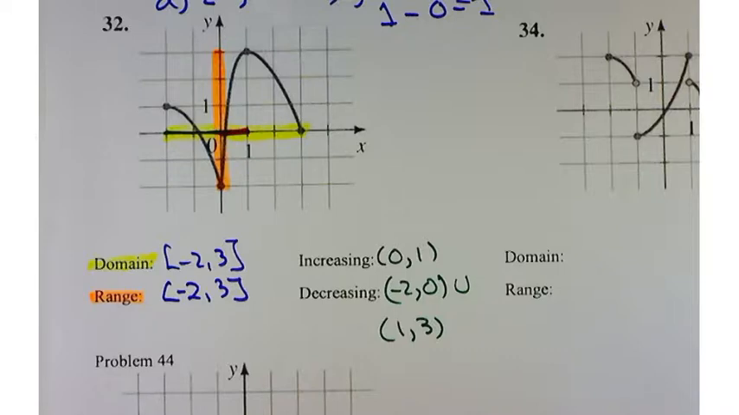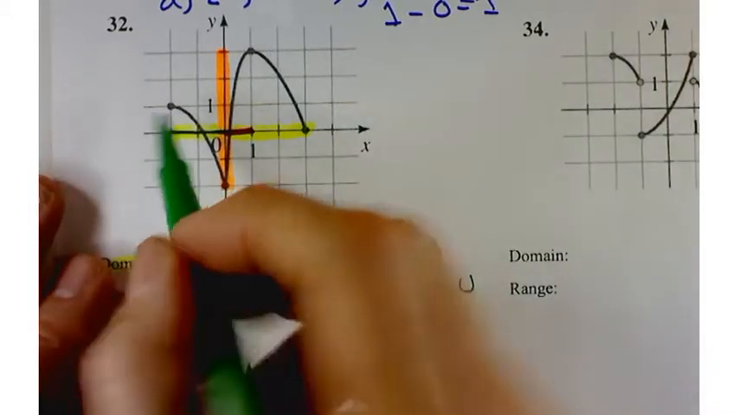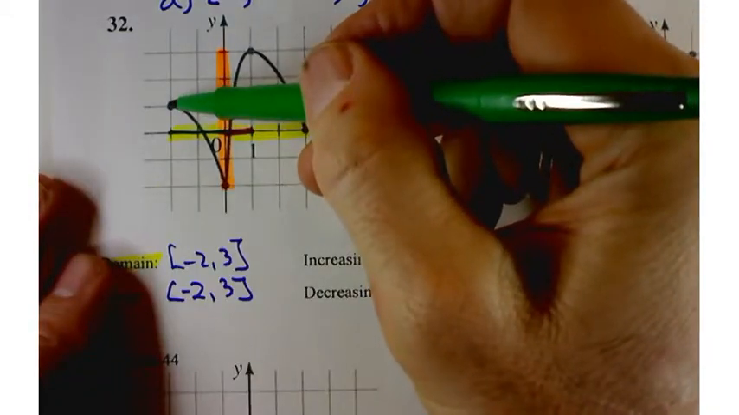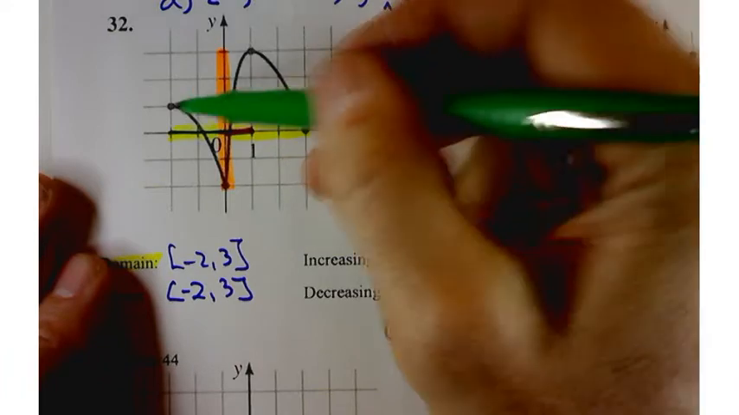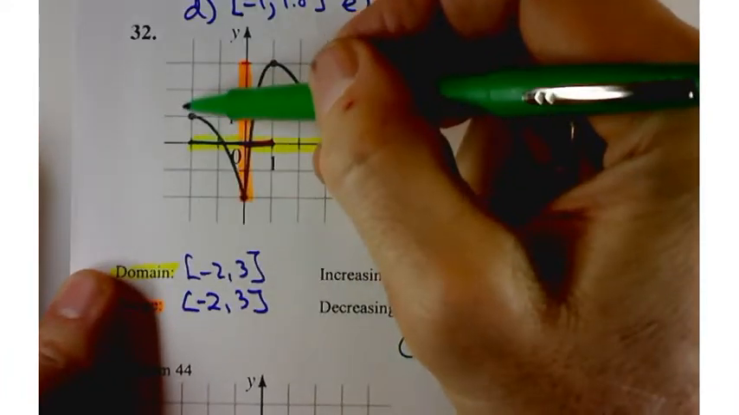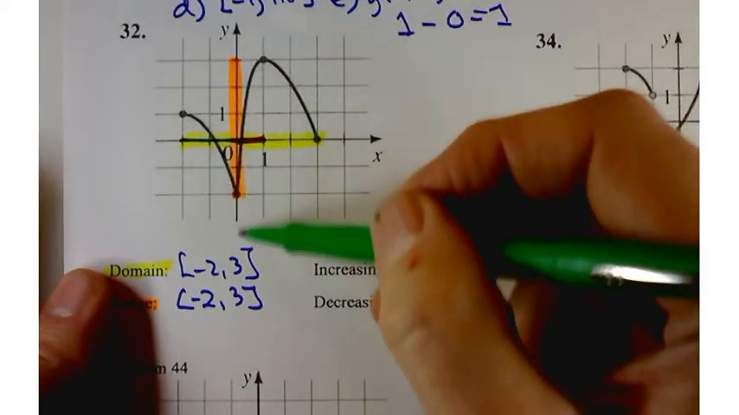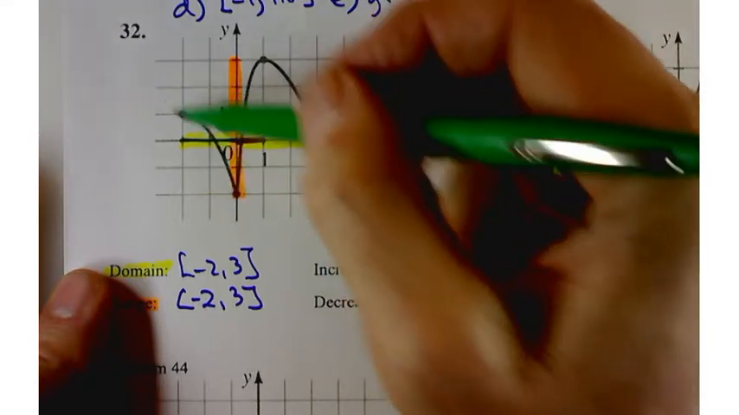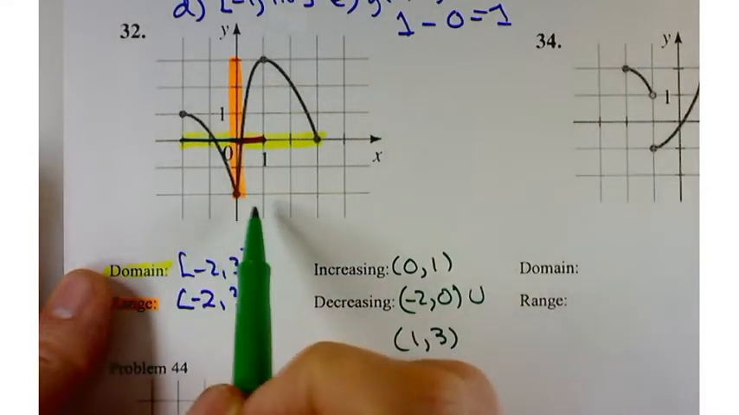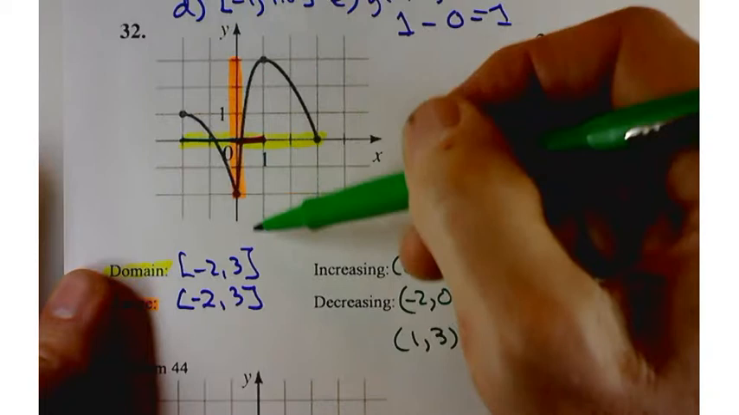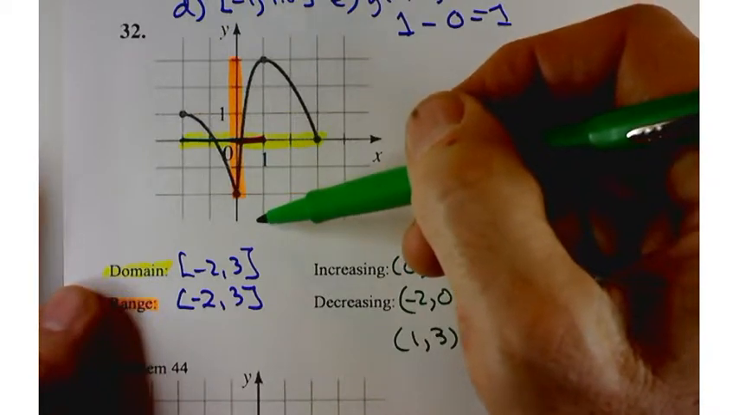Dwayne? All right, so as I move to the right here, what's happening to the function? Which direction is it trending? Is it trending up or trending down? It's trending down. So as you move from left to right, if the function is trending down, then it's decreasing.